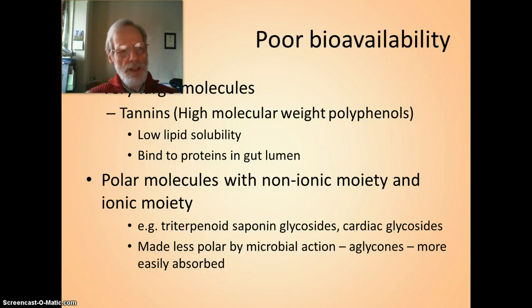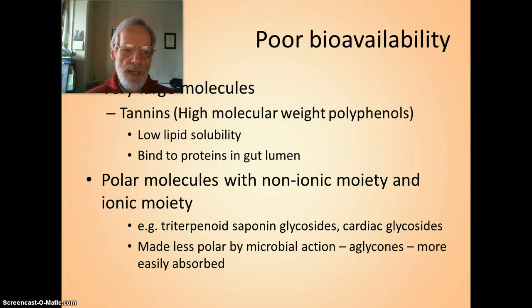But tannins have a low lipid solubility, and they also tend to bind to proteins in the gut lumen, so they're not very easily absorbed into the bloodstream and into the other tissues. Also, polar molecules with a non-ionic moiety and an ionic one, where one part of the molecule is non-ionic, the other part is ionic. So for example, triterpenoid saponins, these are often present as glycosides, and also the cardiac glycosides. In that form, as the glycosides, they are not very bioavailable.